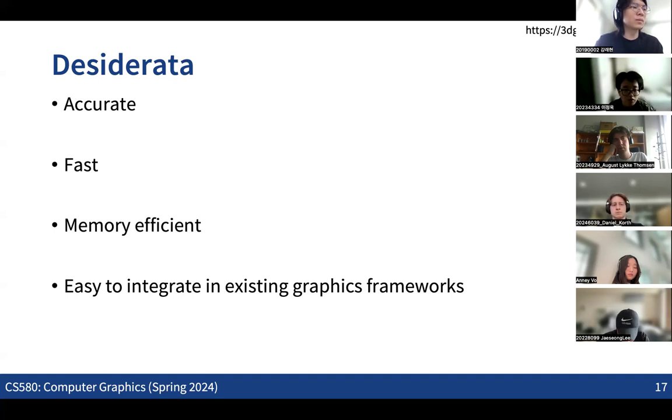If we start to incorporate some kind of explicit representation, then typically we have a trade-off. We get faster computation time, but we are also taking more memory. So here the question is, while having fast computation time, how can we also reduce the memory consumption? And also, how easily can it be integrated into the existing graphics pipeline? That is also one of the questions.